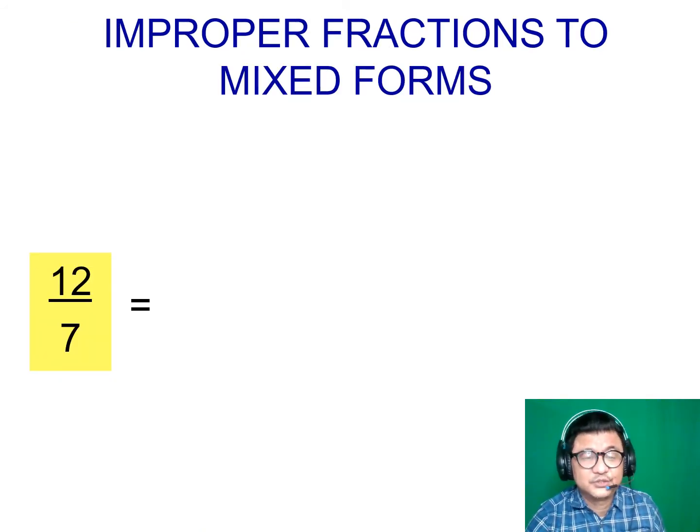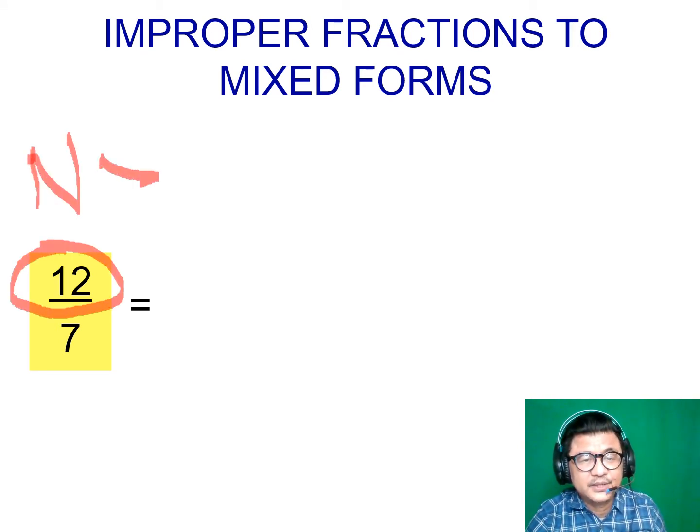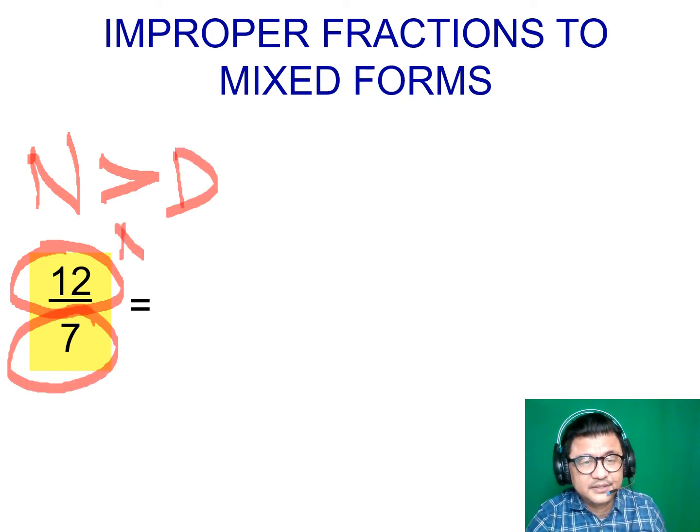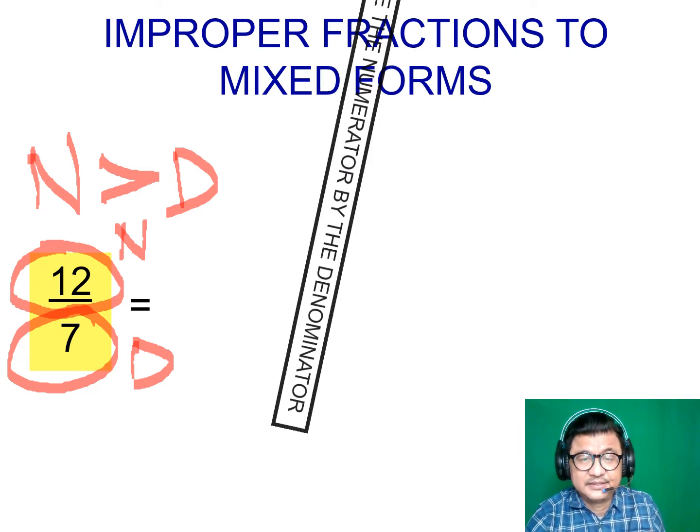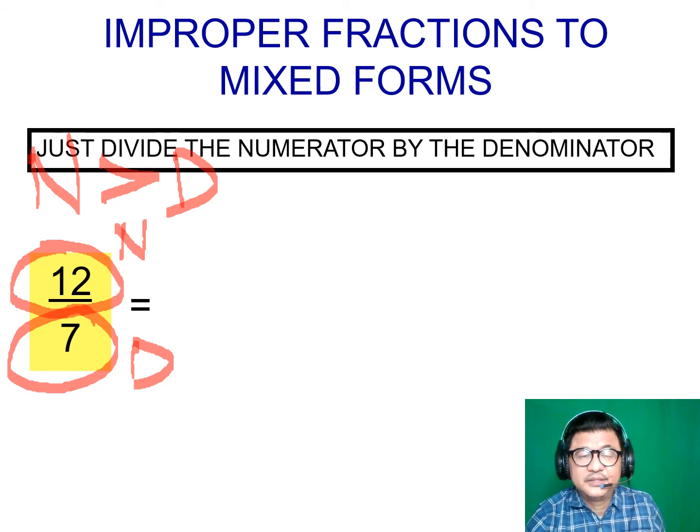Improper fractions to mixed forms. Why is this called improper? It's because the top number, the numerator, is greater than the denominator. This is the numerator, then this is the denominator. That's not allowed. A regular fraction is that the numerator is less than the denominator. So what do I do? Simply divide it, okay? Divide the numerator by the denominator.